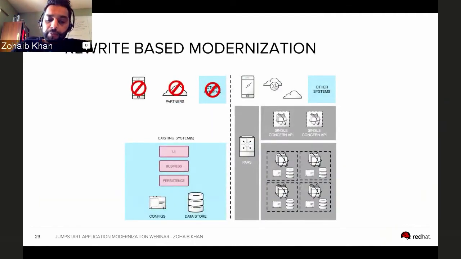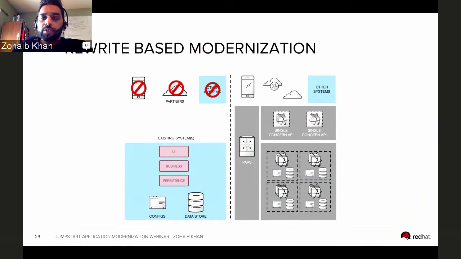The third type of pattern is what I call rewrite-based modernization. This is sometimes necessary because we have end-of-life systems that were written such a long time back that nobody is familiar with them, so people don't know how to change them anymore. The only step forward is for us to start to rewrite it.